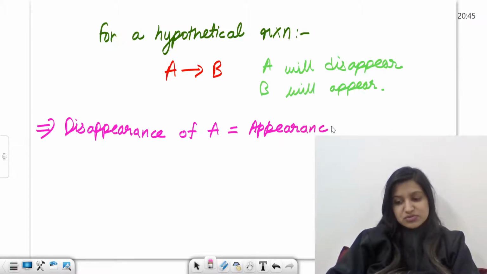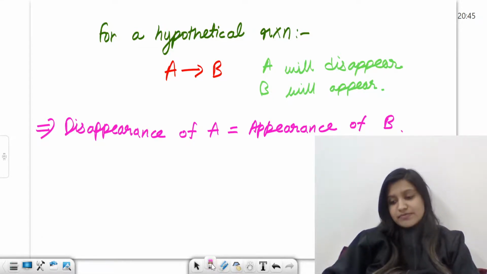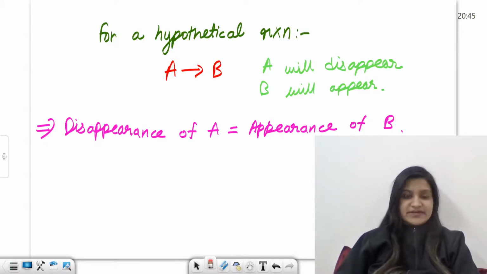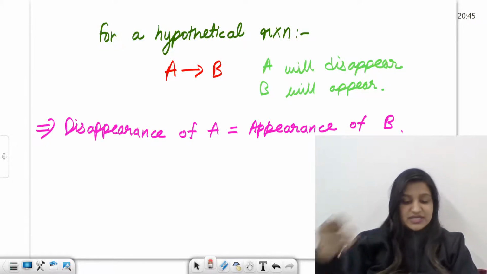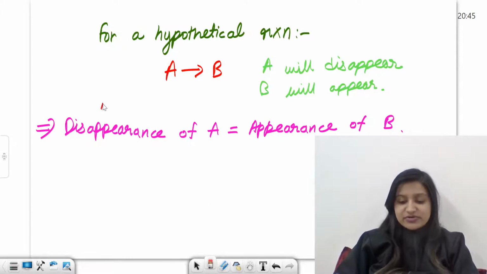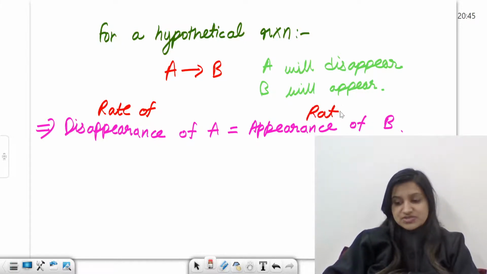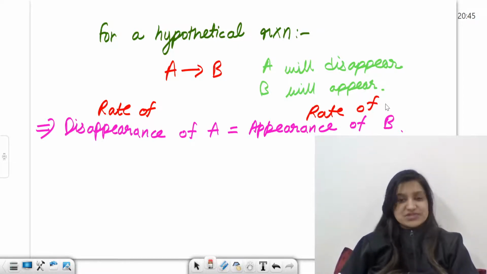It will be equal to appearance of B. All right. Correct. So how do we define that? How do we say that? See, whenever you want to write rate, I should write rate of disappearance of A will be equal to rate of appearance of B. Okay, this is the full statement. This is what we have got.